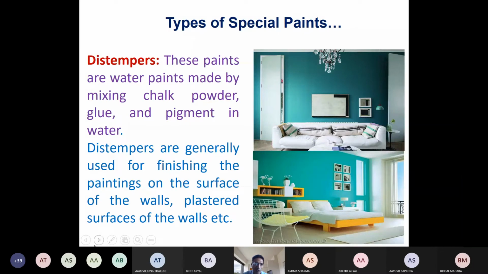These paints are water paints made by mixing chalk powder, glue and pigment in water. Distempers are generally used for finishing the painting on the surface of the wall, the plaster surface of the wall.